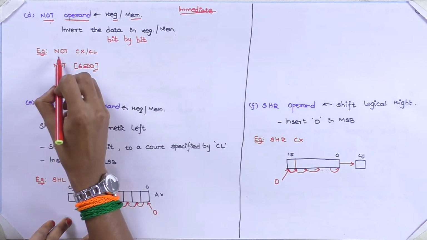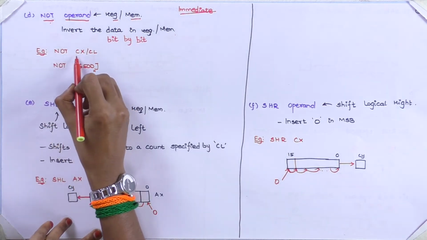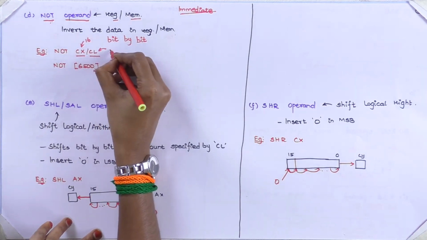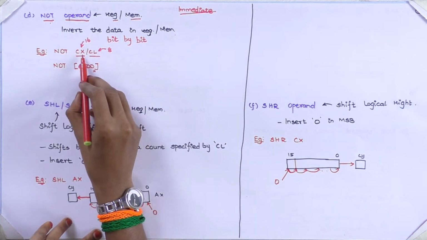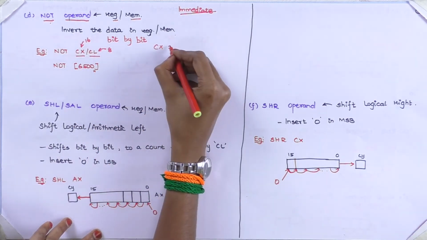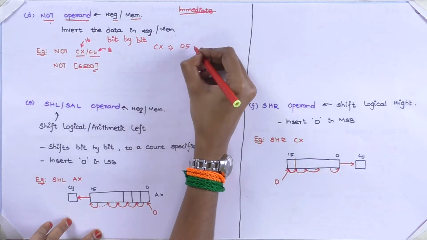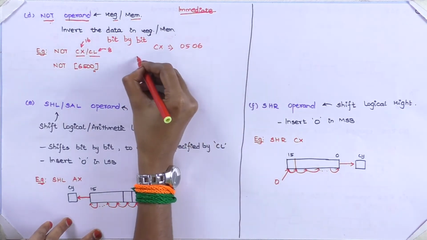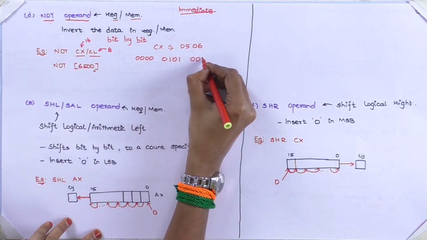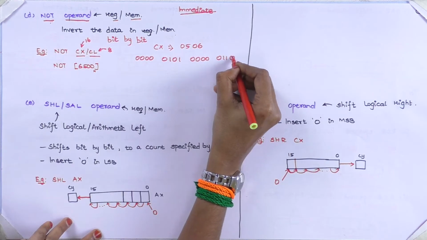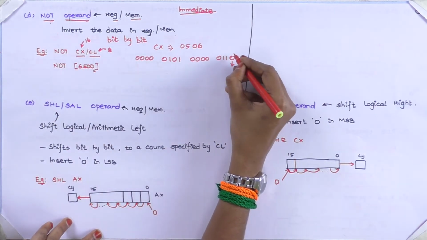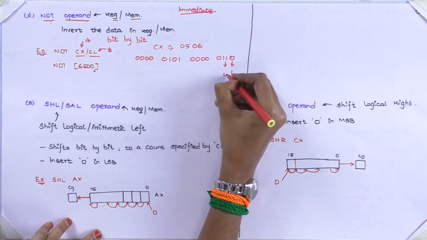For example, I have taken the instruction NOT CX or NOT CL. CX is for 16 bit, CL is for 8 bit. So, any of the 8 or 16 bit registers you can take. For example, if CX is having the value 0506, if we write this in binary, we will get the value like this. What this NOT will do is it will invert bit by bit. It will convert the zeros into ones and ones into zeros.